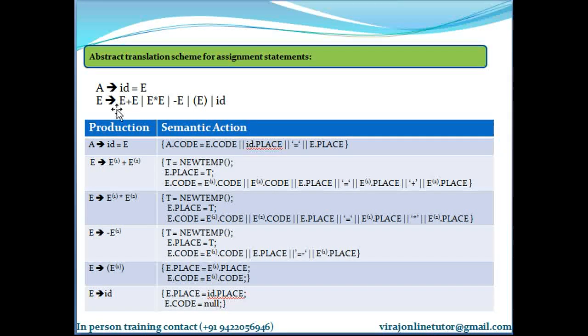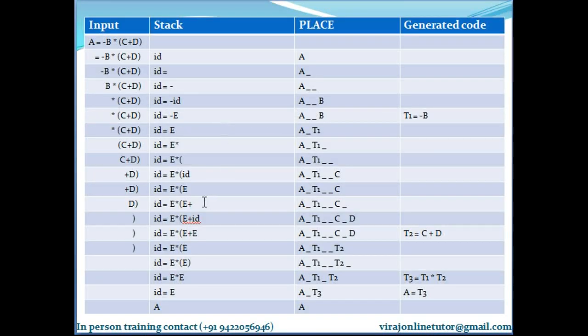That's why I'm reducing ID to E first, so that going ahead I can use the production E gives E plus E. That's why I reduce ID to E first. Then I place the plus sign on the stack. Since the plus sign doesn't have a value, I place an underscore at its respective place.